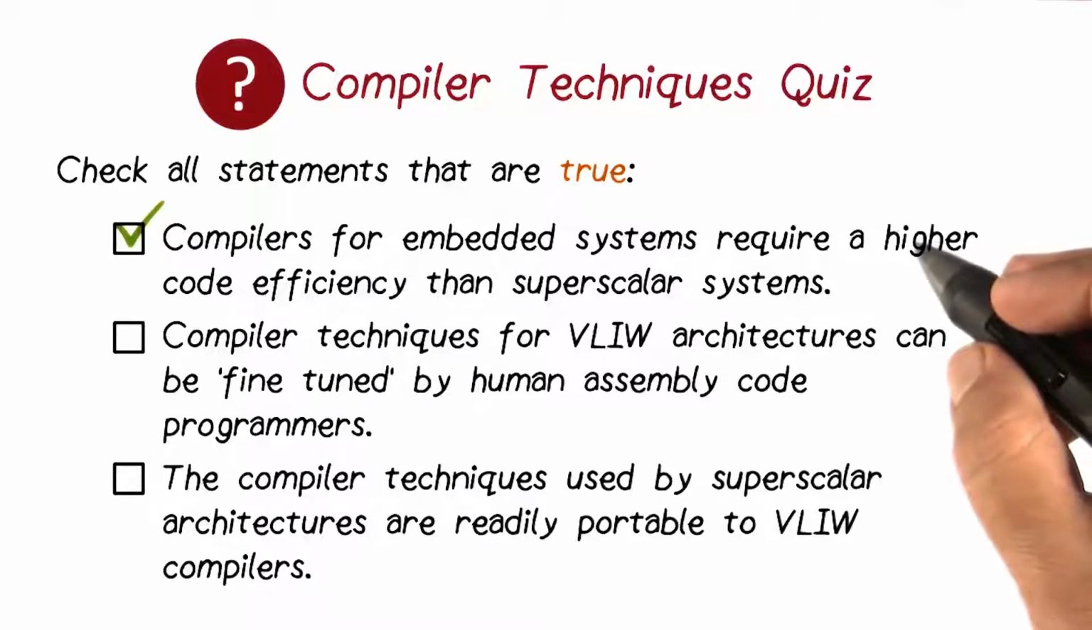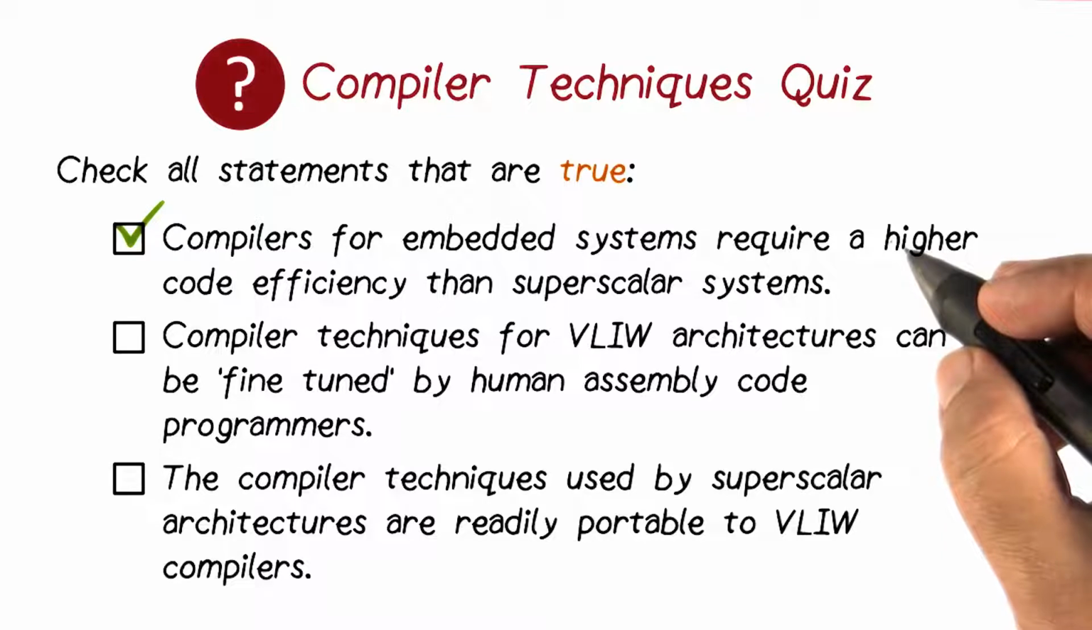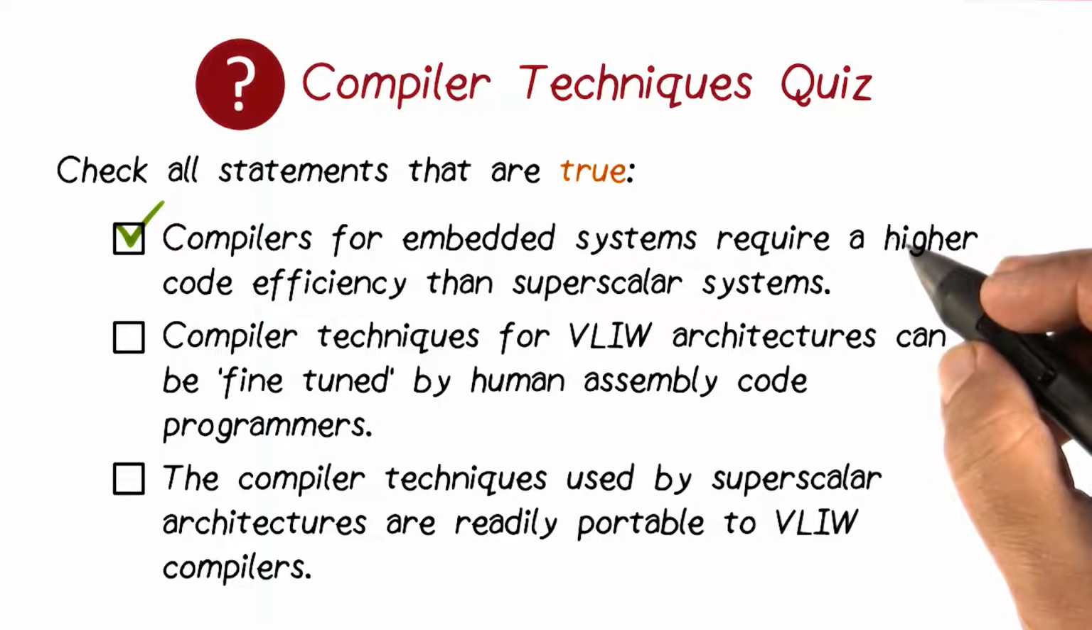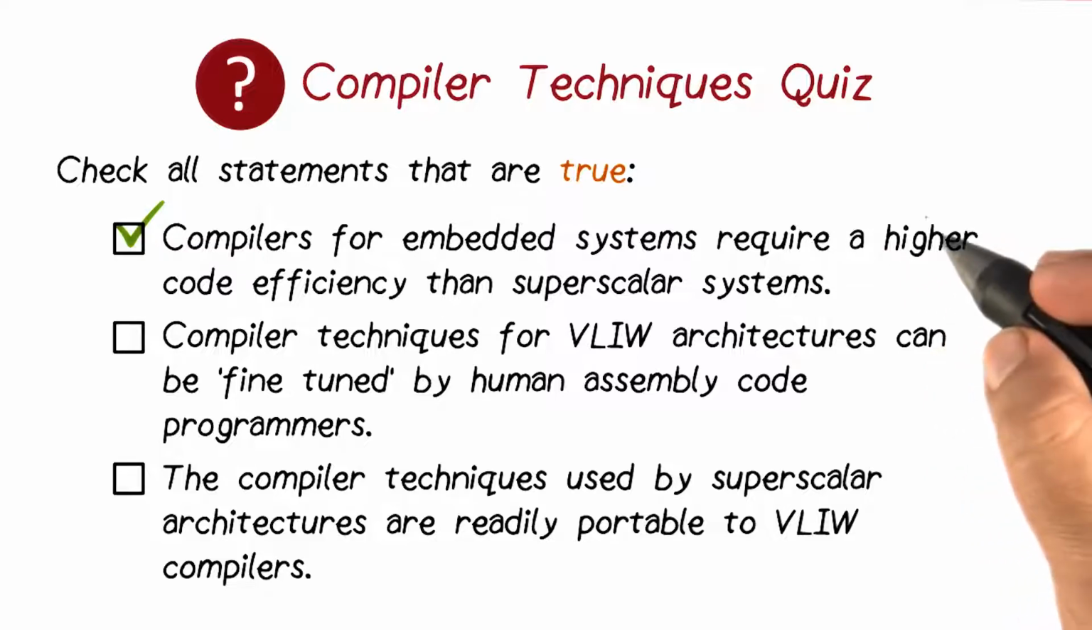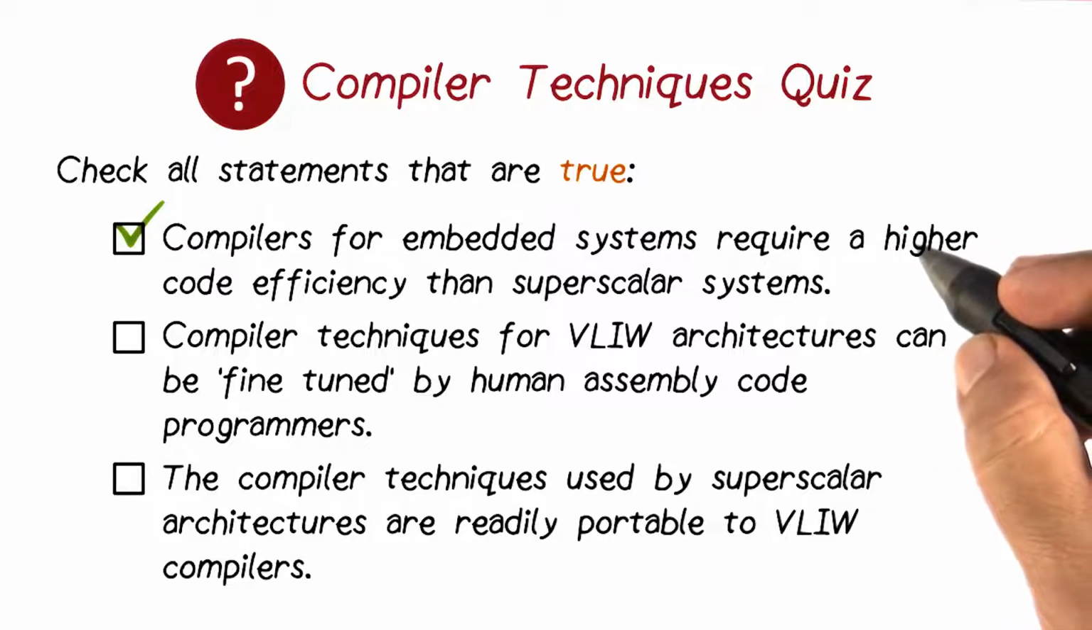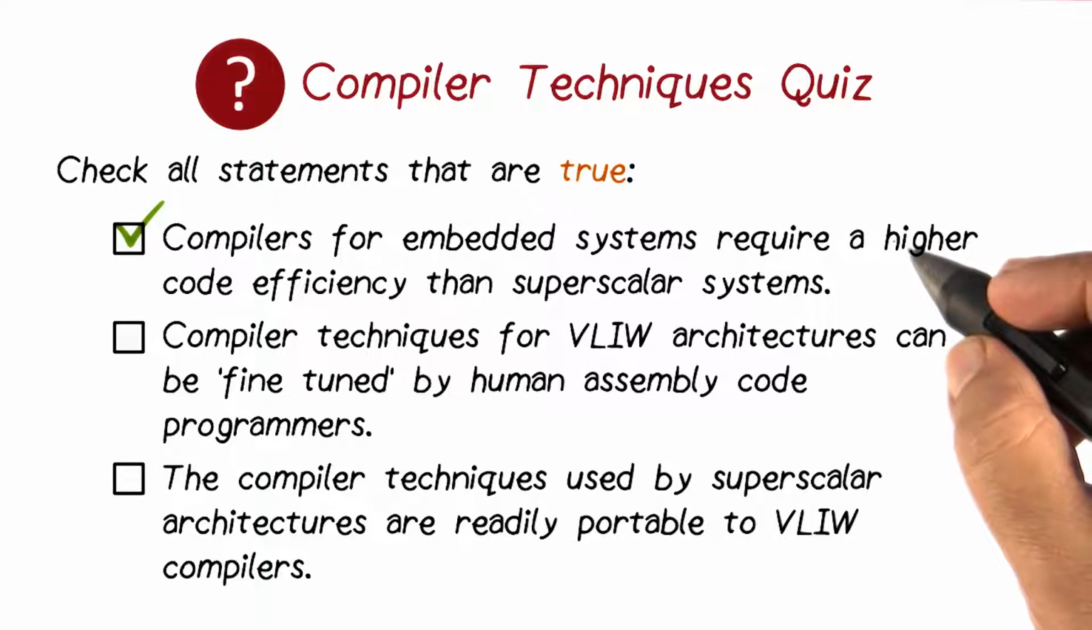The first statement, compilers for embedded systems require a higher code efficiency than superscalar systems. Is this statement true or false? This statement is true. Why is it? Superscalars need out-of-order processing and they heavily optimize the code dynamically, whereas in embedded systems, for the VLIW and other techniques, there is no such dynamic optimization, and therefore the compilers must require a higher code efficiency here.